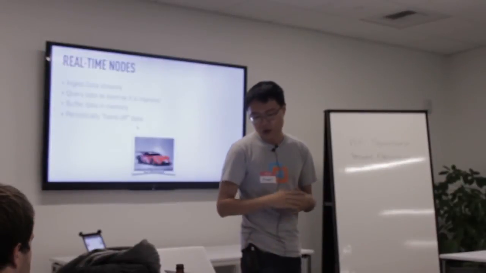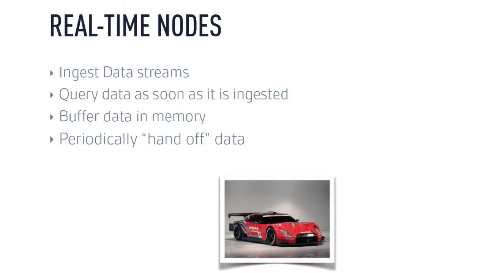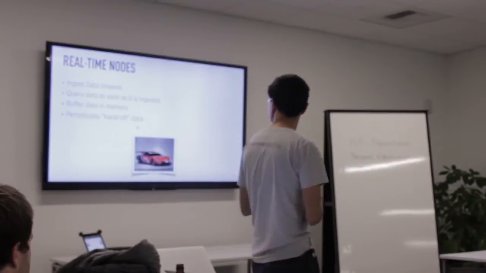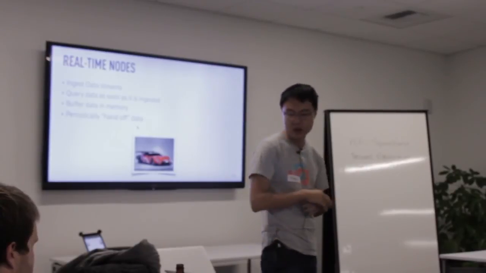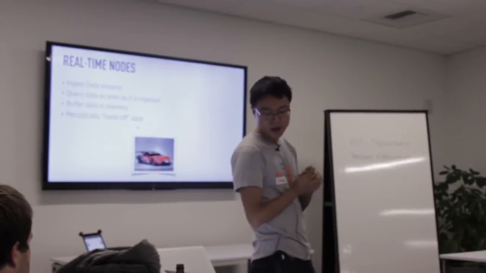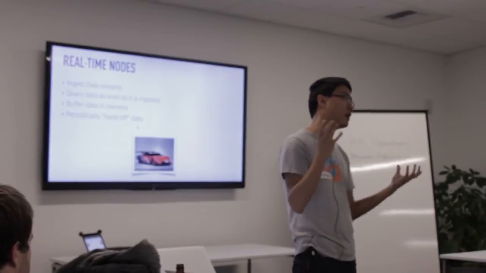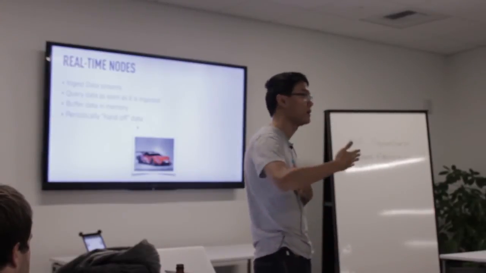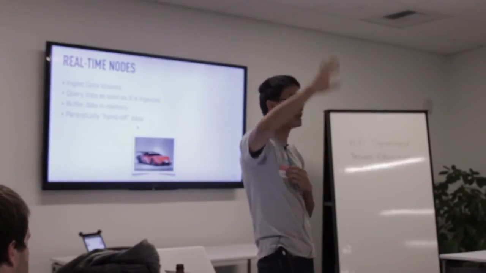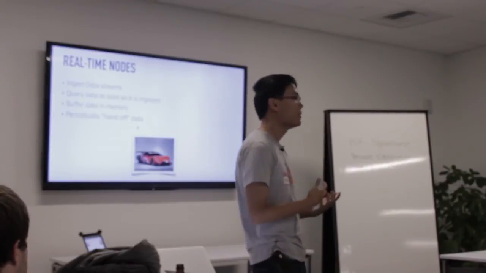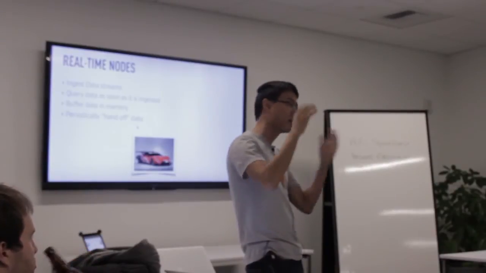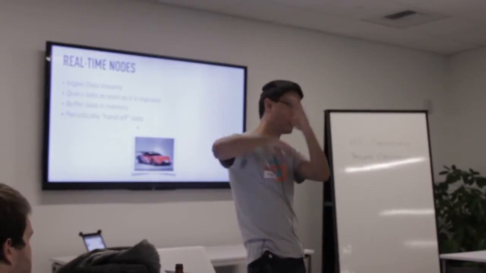Real-time nodes encapsulate the functionality to deal with the ingestion and querying of data streams. Basically, real-time nodes make queries available on data as soon as that data is ingested. They do so by buffering all your data in memory. And periodically, they take the data that they've buffered and hand it off to some other node type to take care of. So real-time nodes always deal with recently incoming data. Once that data becomes somewhat outdated, they hand it off and let something else deal with it.